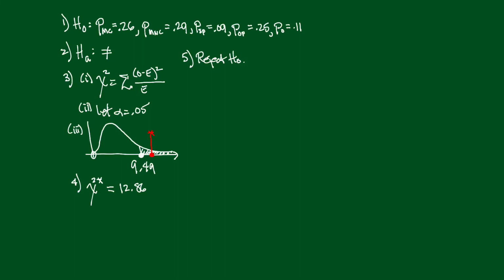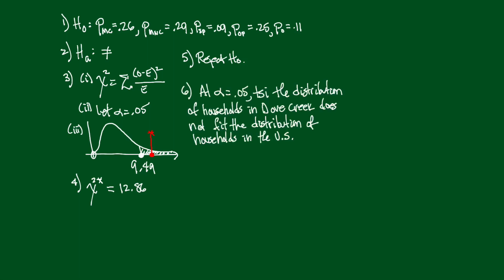And we are rejecting H0 because we don't believe we have a good fit between the U.S. household model and the Dove Creek household model. So let's write our conclusion as we typically do. At alpha equals 0.05, this sample indicates, now I'm just going to go back and use the wording in the problem, the two distributions don't match. The distribution of households in Dove Creek does not fit the distribution of households in the U.S.